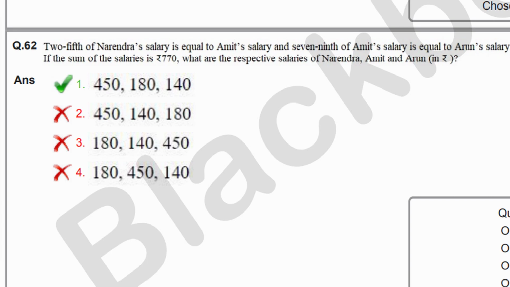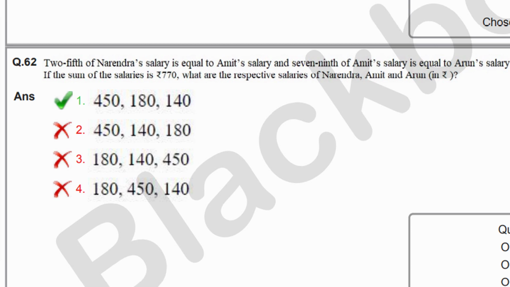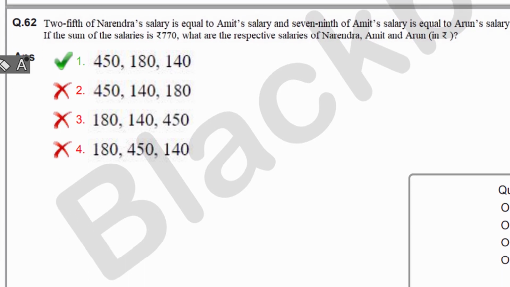2/5 of Narendra's salary is equal to Amit's salary, and 7/9 of Amit's salary is equal to Arun's salary. So okay, we take some notations first. We will take Narendra as N, then Amit as AM and Arun as AR. Okay. Now 2/5 of Narendra's salary is equals to Amit's salary. So it is just Amit.